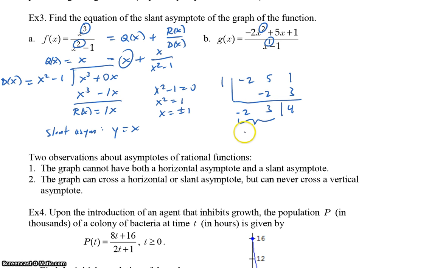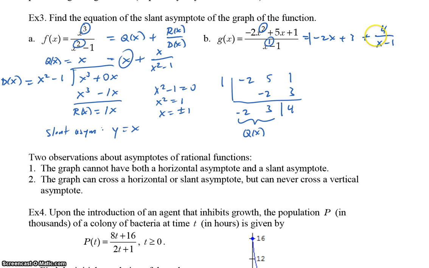first two numbers in the bottom row, this is q of x, the quotient. Remember, the degree is 1 less than what you started with when you do a synthetic division. So it was a second degree polynomial that we divided into. The quotient therefore should be first degree: negative 2x plus 3 plus the remainder of 4, and the original divisor was x minus 1.